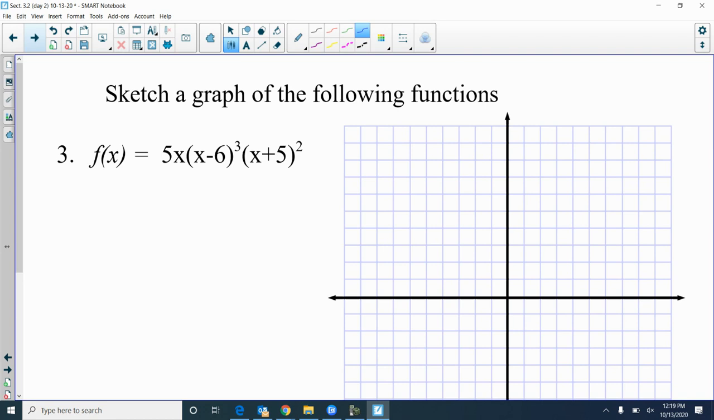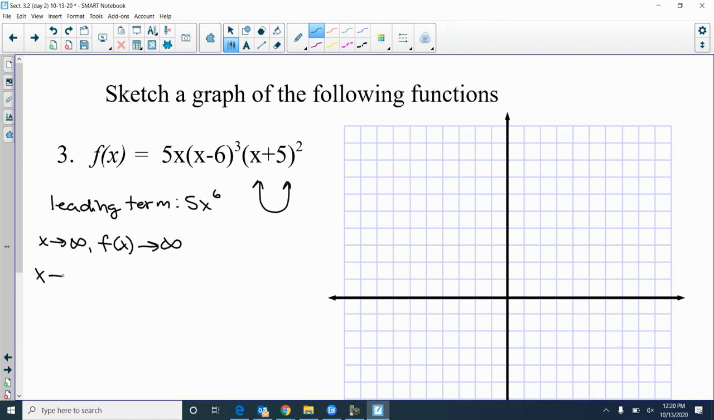Tyson, leading term. What do you think? I have 5x to the 6. Okay, so that would be x, that would be x cubed and x squared. So yes, x to the 6. Leading term 5x to the 6. So it's got to be like a parabola opening up on both ends. As x goes to infinity, f(x) goes to infinity, and as x goes to negative infinity, f(x) goes to infinity.